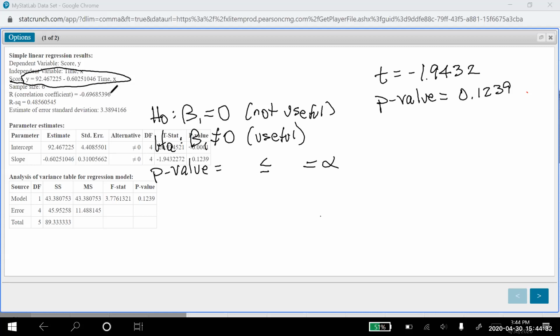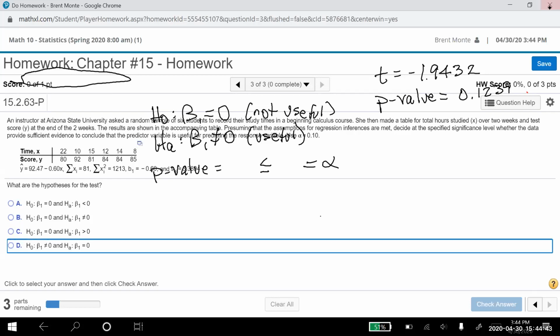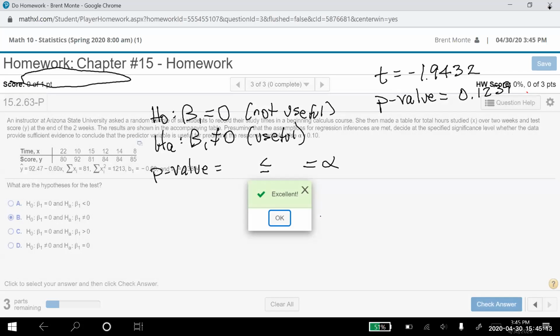So let's get out of StatCrunch, and it'll keep all my stuff here, which will be nice. And go back to the problem, which is here. Okay, let's answer the questions. It said, what are the hypotheses for the test? Well, beta sub 1 is 0 versus beta sub 1 is not equal to 0. It's B. The null hypothesis is beta sub 1 equals 0, and the alternative is beta sub 1 is not equal to 0. So we check that one, and get the right answer.